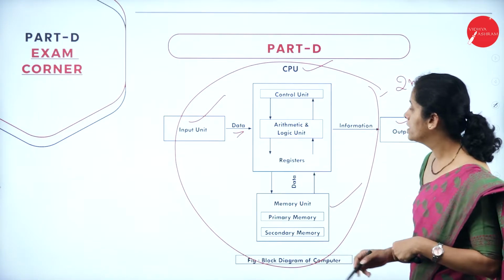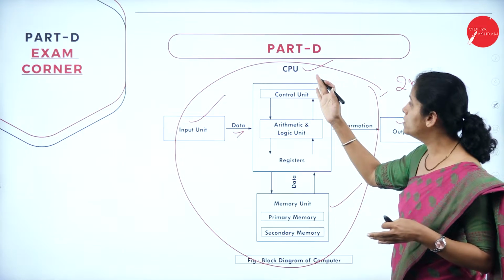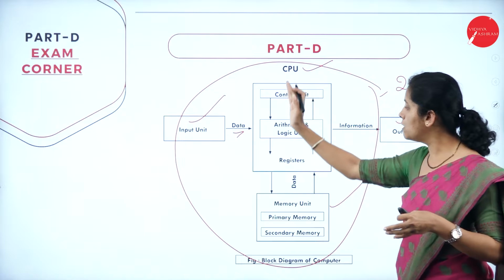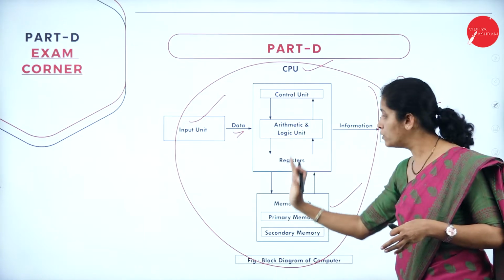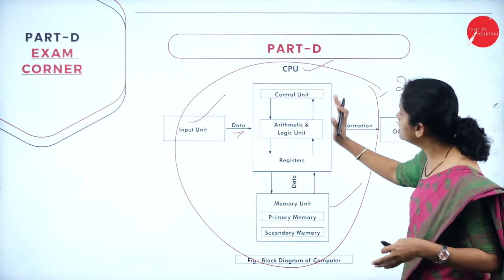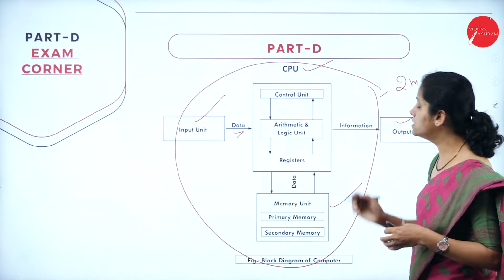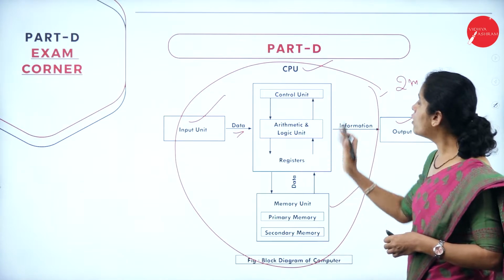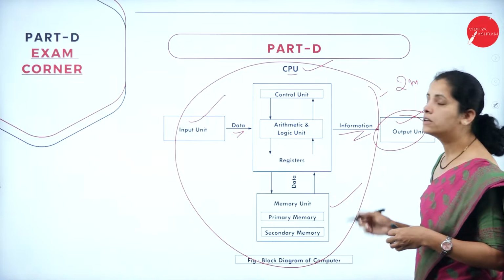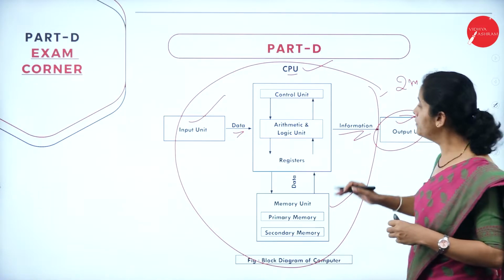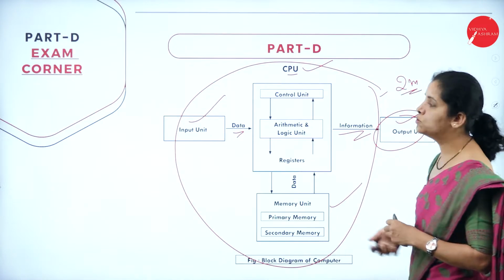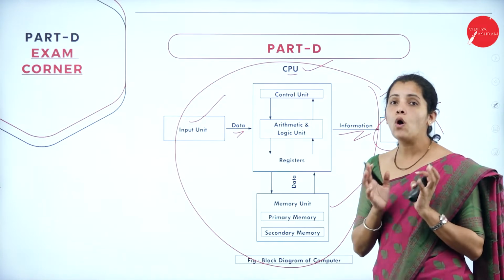Now, see the arrow. If I consider the CPU, the data flows in a circular manner. That means on one side, all the data flows in one direction, that is towards down. On the other side, in another direction, that is towards up. And from the CPU to the output device, see the direction once again. If you write this diagram properly, then you will be able to get 2 marks.